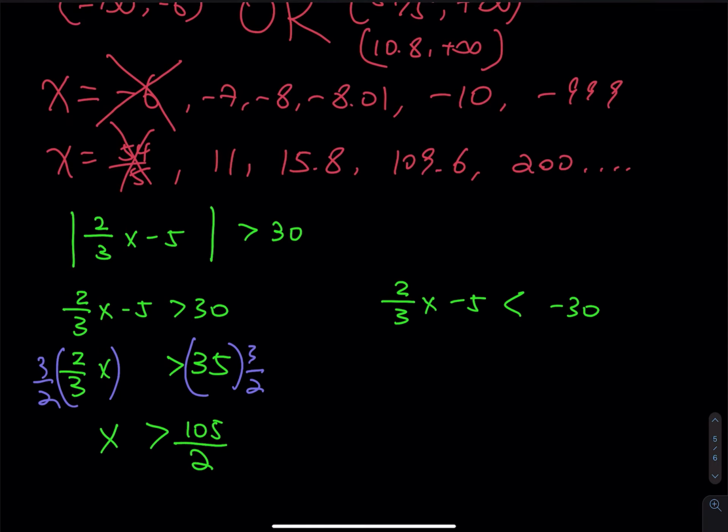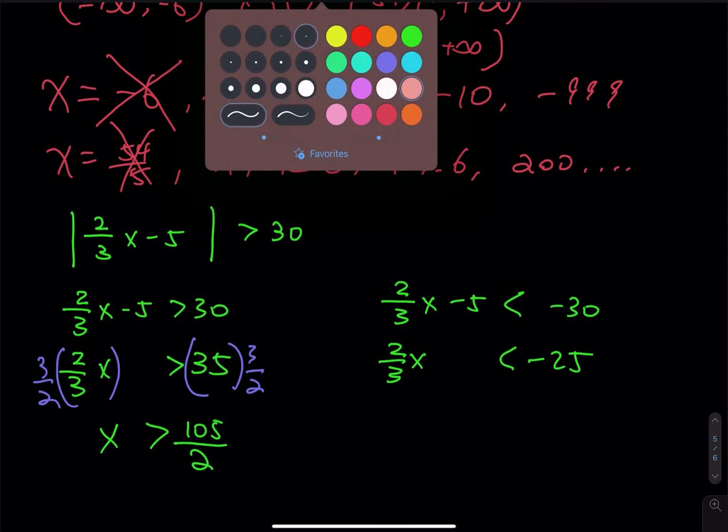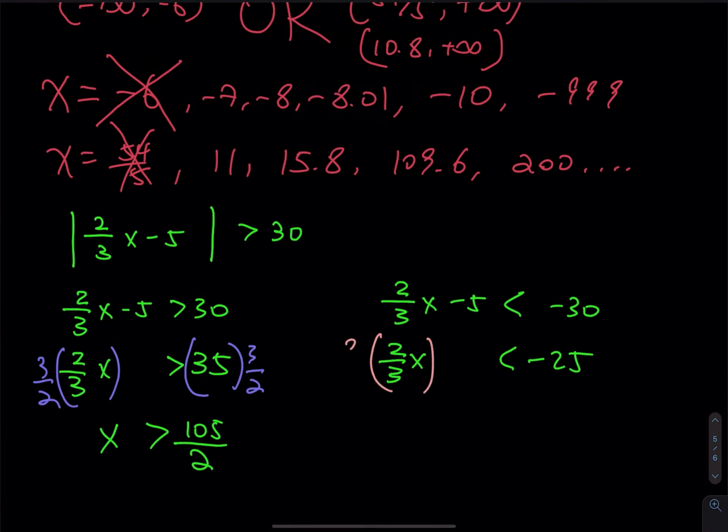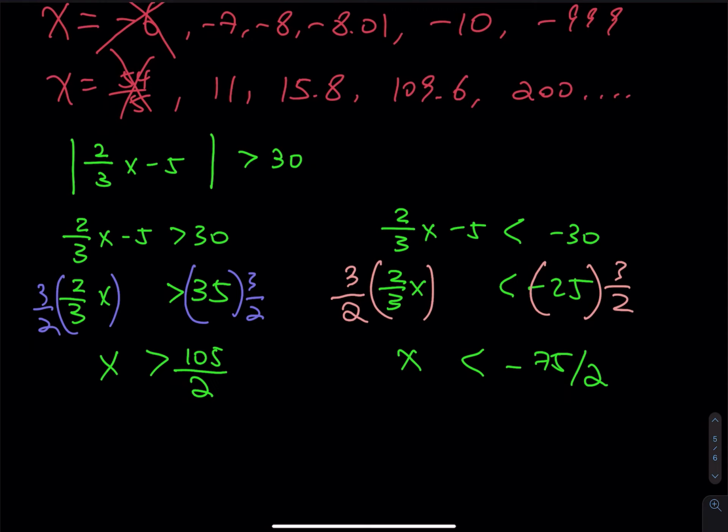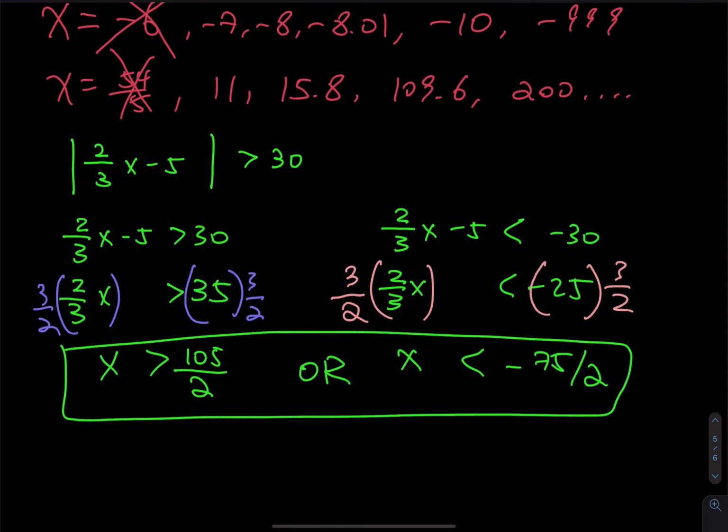And then the other side, 2 over 3x less than negative 30 plus 5, you have a negative 25. And then you multiply both sides by the reciprocal of the coefficient, 3 over 2. And then we have x less than negative, this one is 75 over 2. And then the conjunction is or, so this is your solution set.